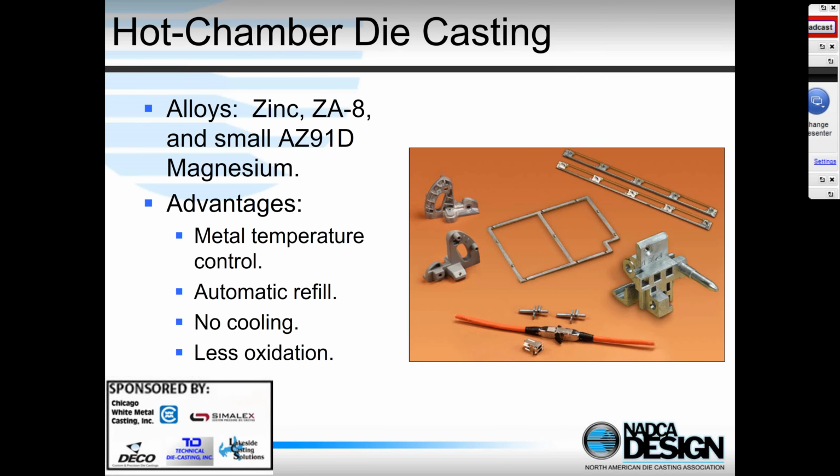So the advantage is, as we've talked about, better metal temperature control. We're not pouring into that cold shot sleeve. There's automatic refilling. The minute the plunger moves back, it's automatically refilled, and therefore we get less cooling and less oxidation of the metal as we're injecting it into the die cavity.